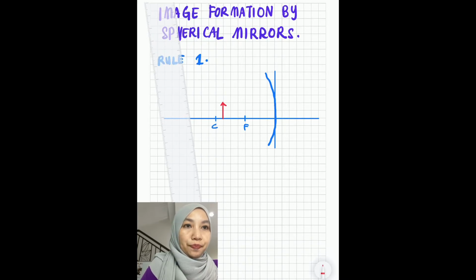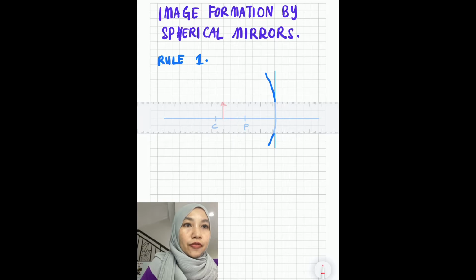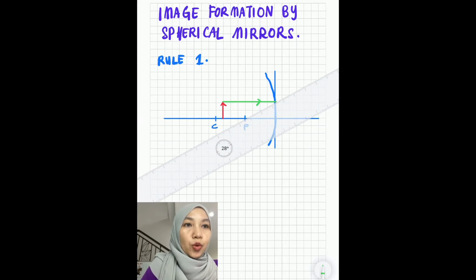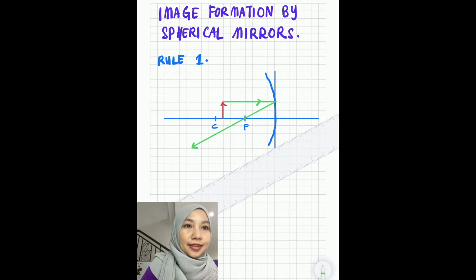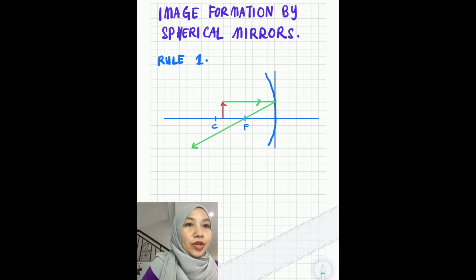So it is here. Okay, so the first rule: when we have an incident ray which is parallel to the principal axis, this ray will be reflected out through F. Okay, like this. So it is simple.